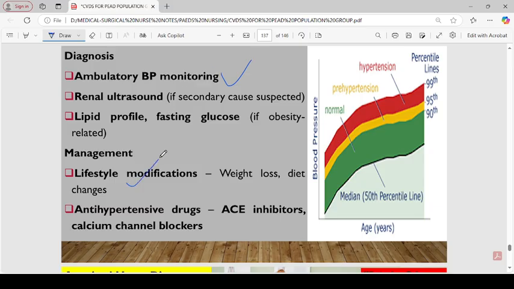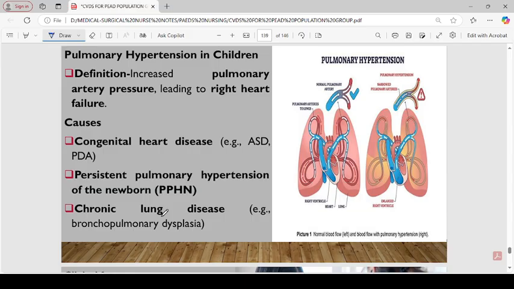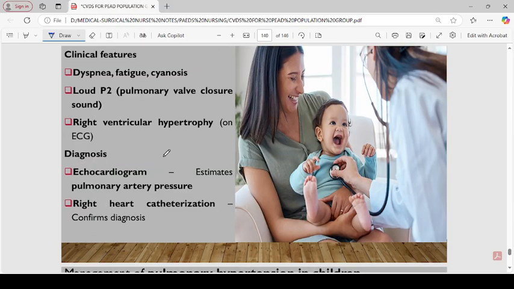Management, you do lifestyle and use of anti-hypertensive drugs. The other one is pulmonary hypertension. Remember the other one was pediatric hypertension, and this is pulmonary hypertension defined as increased pulmonary artery pressure leading to right heart failure. Causes could be congenital heart diseases, persistent pulmonary hypertension, chronic lung diseases as the causes.